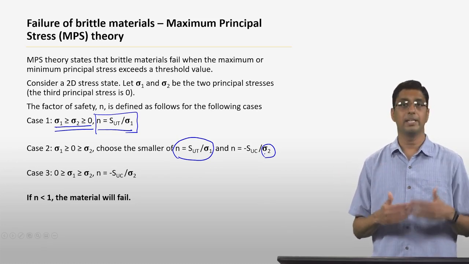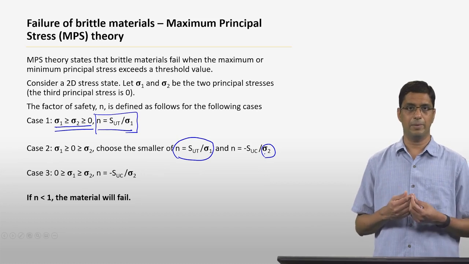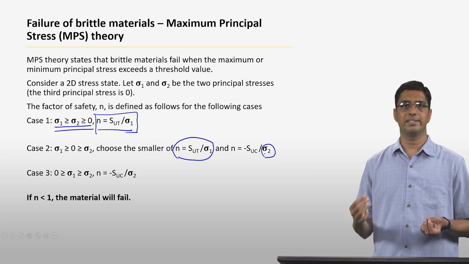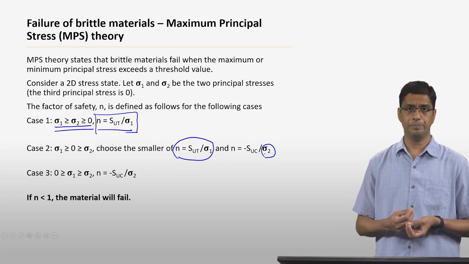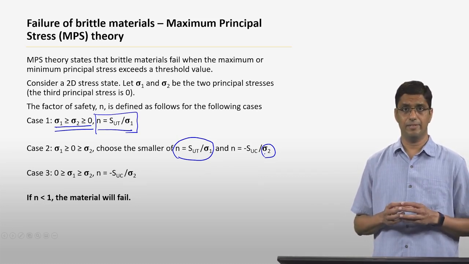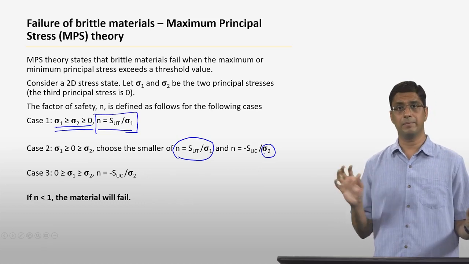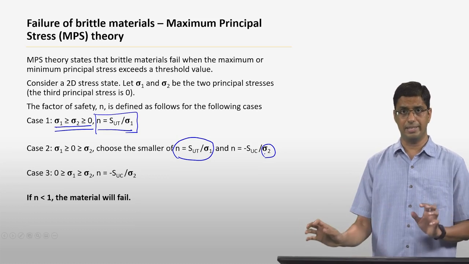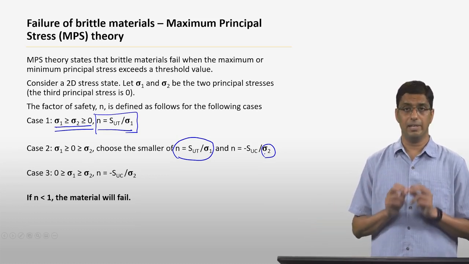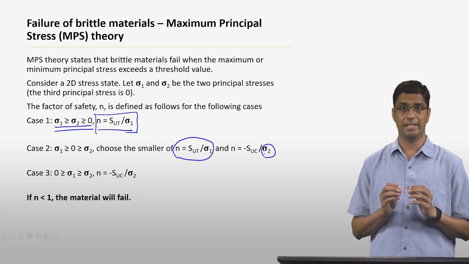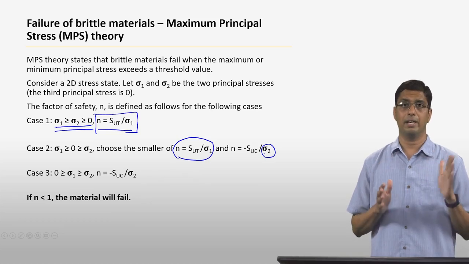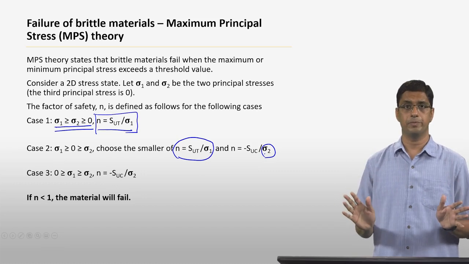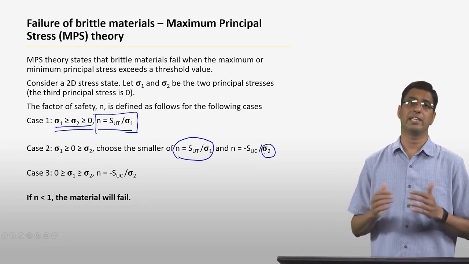So for the first case, n is very simple, SUT by sigma 1. For case 3, it's again simple, n is nothing but minus SUC divided by sigma 2. For the second case, where sigma 1 is positive but sigma 2 is negative, you have to evaluate n using two different criteria, and you have to choose the smaller number. That is something critical. The smaller factor of safety always dictates the factor of safety for the whole material. So that is how we calculate the factor of safety.